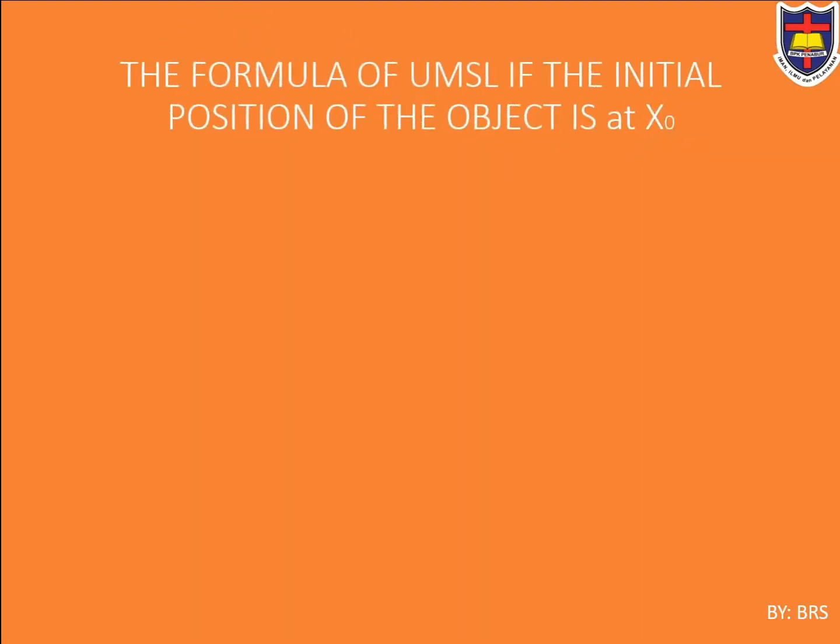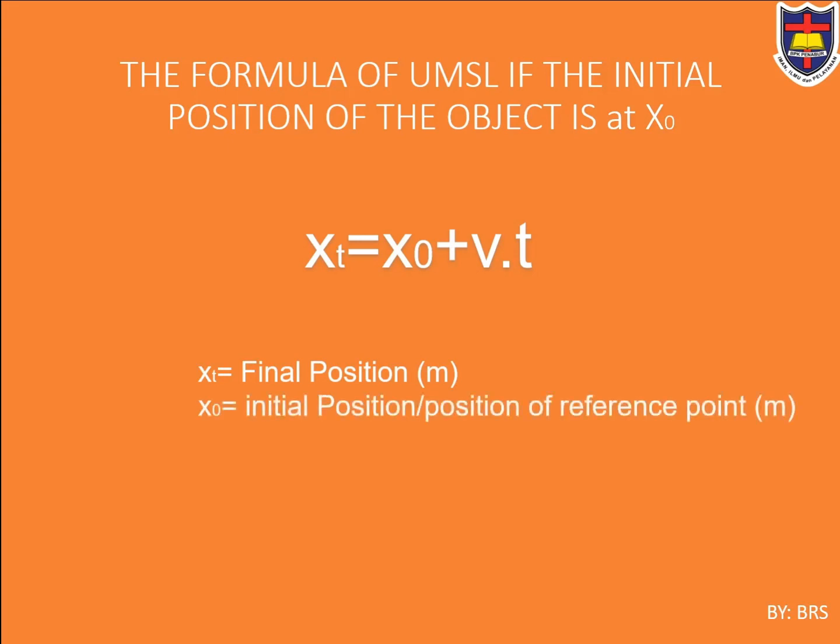Next, the formula of UMSL if the initial position of the object is at x0. The formula is xt equals x0 plus v times t, where xt is the final position, the unit is meter, x0 is the initial position or position of reference point, the unit is meter, v is velocity or speed, the unit is meter per second, and t is the duration of time in seconds.